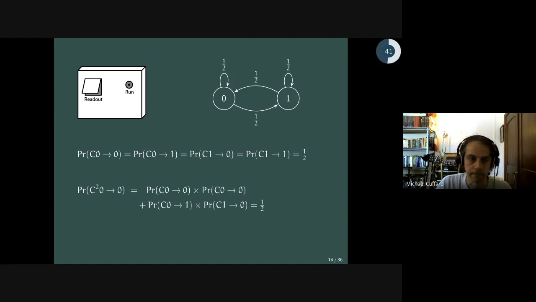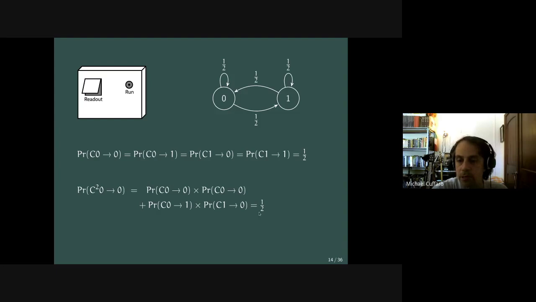We can also talk about a two-push experiment. In this case, we open the flap, take note of the initial state, close the flap, push the button twice, and then read out the result. Now we can talk about the probability that, given the computer starts in the state zero and I push the button twice, it ends up in the state zero. We can just calculate it in this way, and again we come up with the answer that the probability is 1/2.